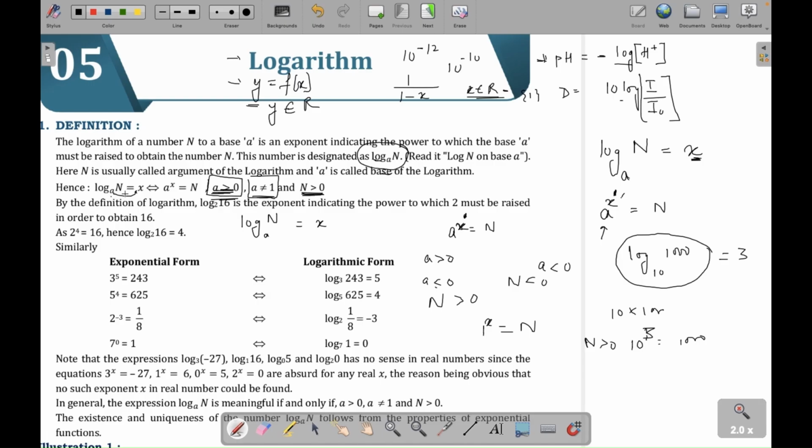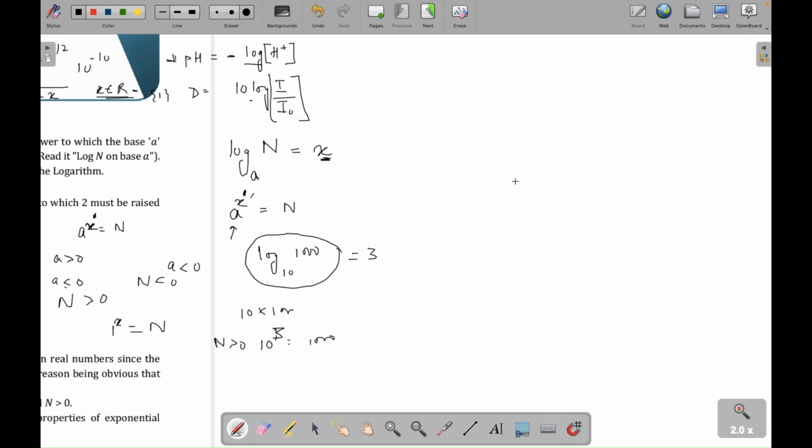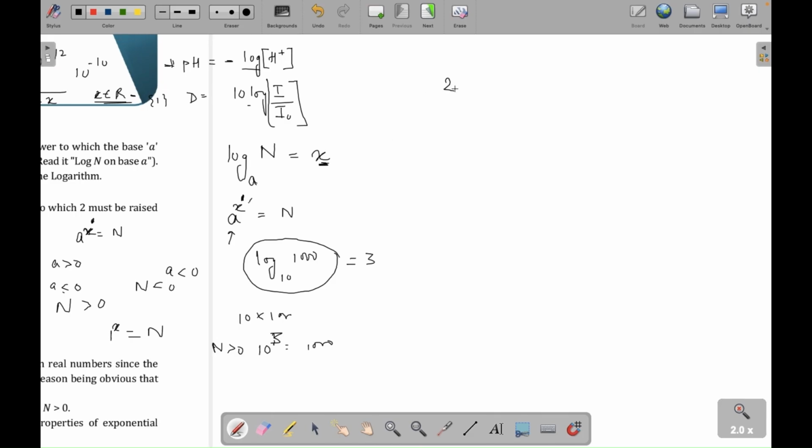Okay. Now see, you have some examples. So 2 to the power 4 is 16. Right. 2 to the power 4 is 16. So what is the value of log of 16 base 2? 4. Because what power should I raise 2 by so that I'll get 16? It is 4. So 2 to the power 4 is 16. So this is giving you the value of the exponent, right?